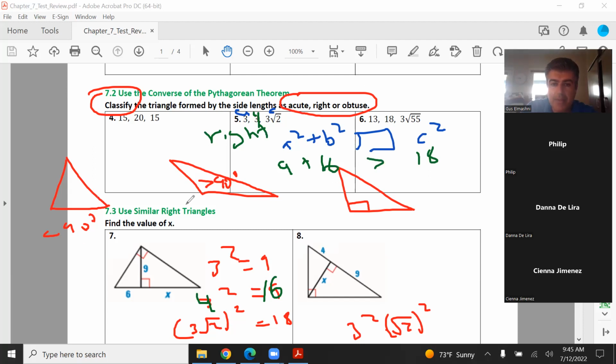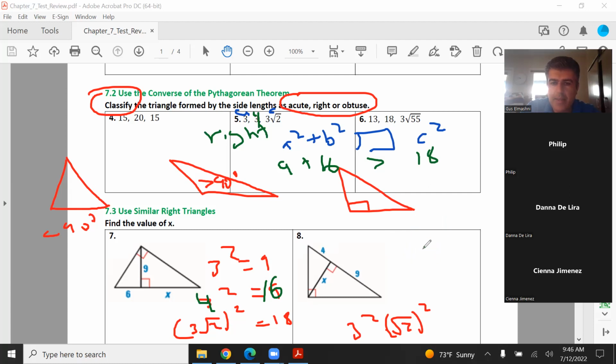So when that happens, that's going to be an acute triangle, because what's going to happen is they have 3, 4, and 3 root 2. So this angle here actually bends in. That doesn't bend to the left, it bends to the right. Because what's happening is that you have this side that's now becoming a little bigger, right? So that's what's happening for that one.